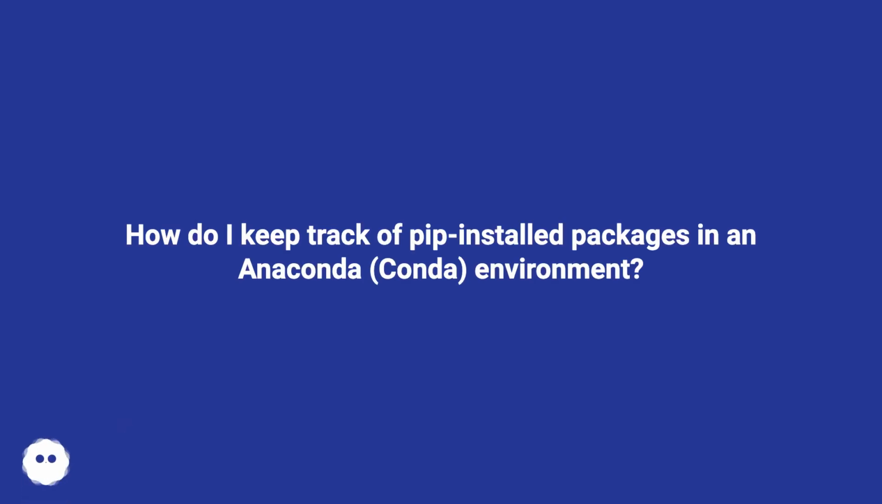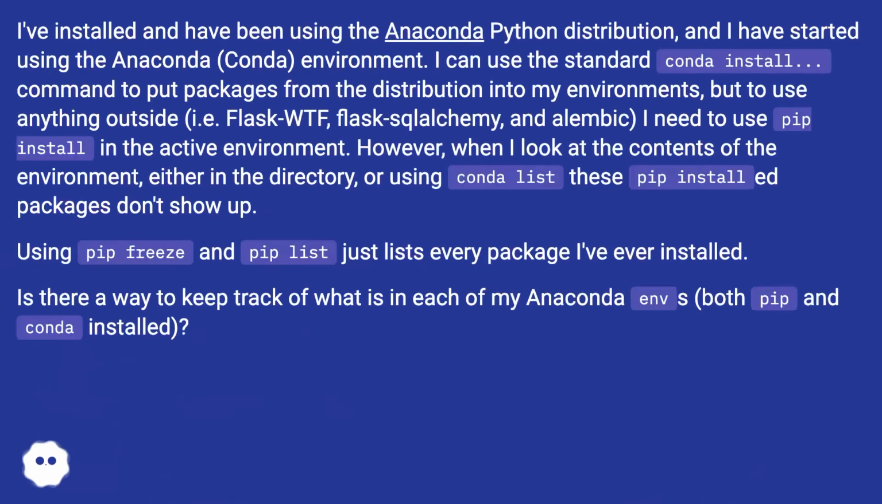How do I keep track of pip-installed packages in an Anaconda Conda environment? I've installed and have been using the Anaconda Python distribution, and I have started using Anaconda Conda environments. I can use the standard conda install command to put packages from the distribution into my environments, but to use anything outside, i.e. Flask-WTF, Flask-SQLAlchemy, and Alembic, I need to use pip install in the active environment.